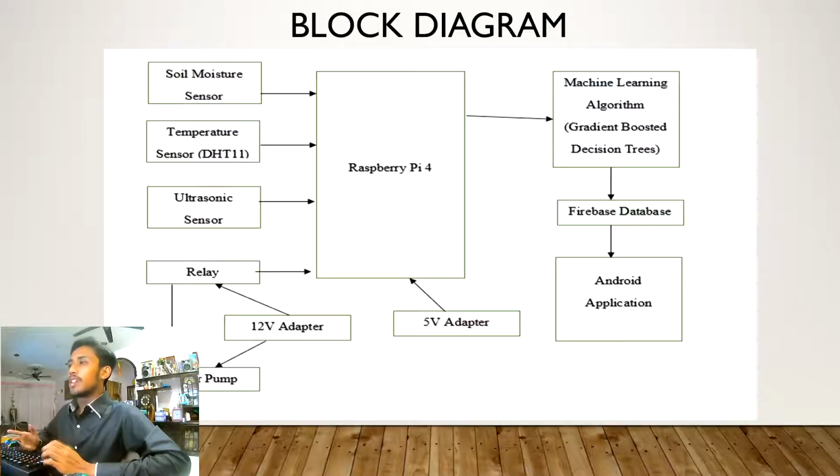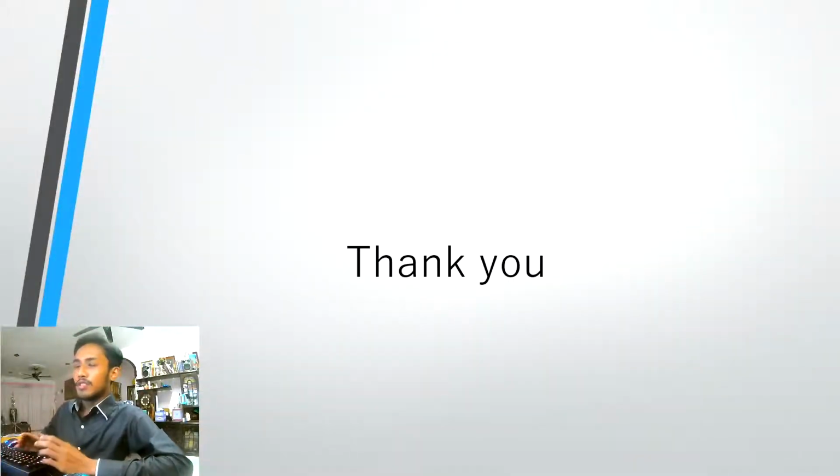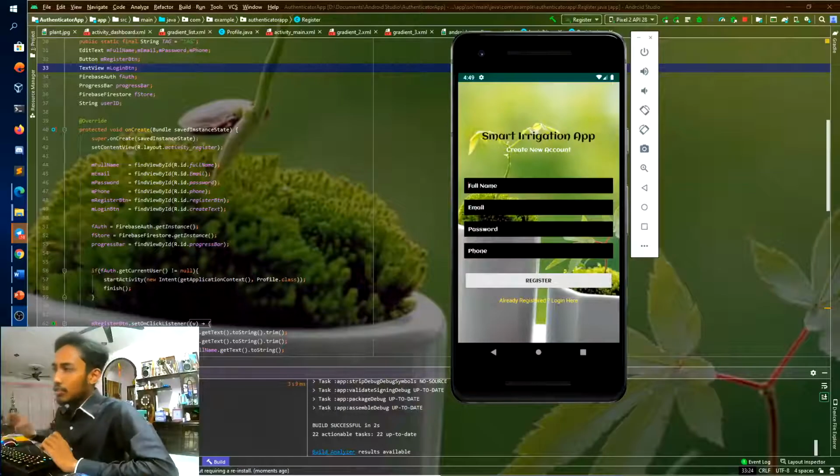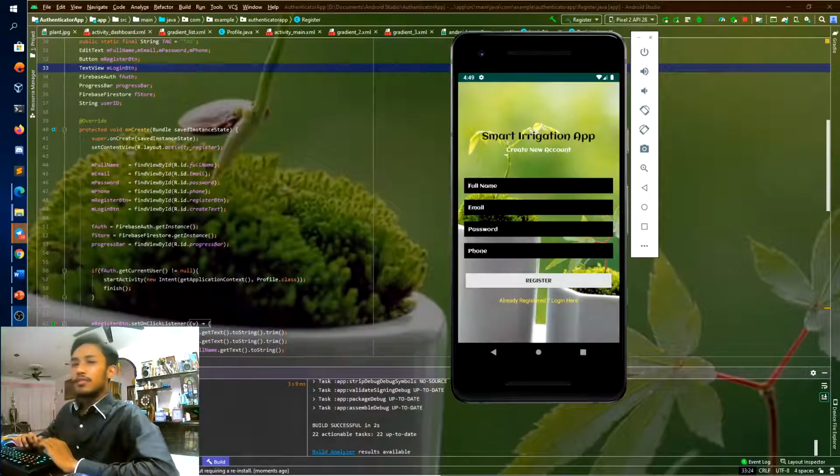So this is the block diagram for my project, and that's all for this. Let's look into the system itself. So this is my Android application.